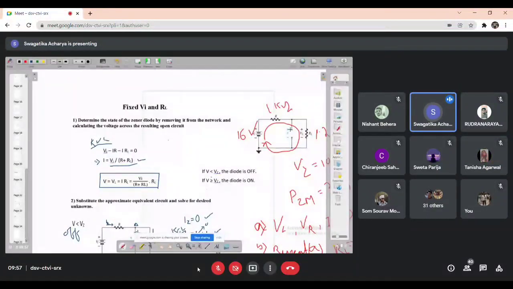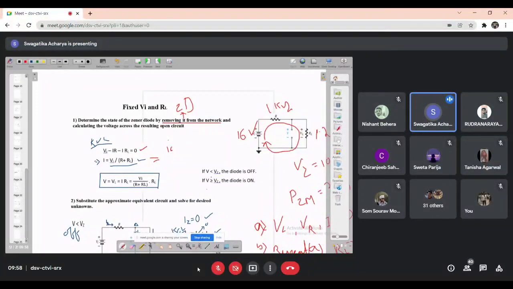You are removing this Zener diode, right? Removing the Zener diode from the network and calculating the voltage across the resulting open circuit. So we are finding this path, right? So what will be your equation? Vi minus IR minus I into RL equals 0. Yes or no? From there you can find out your I equals Vi divided by R plus RL.